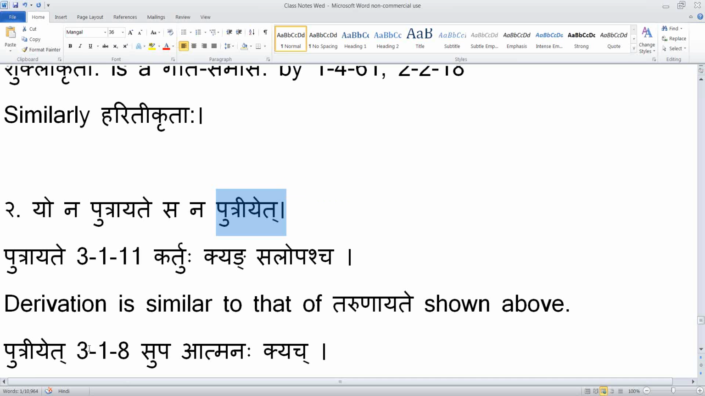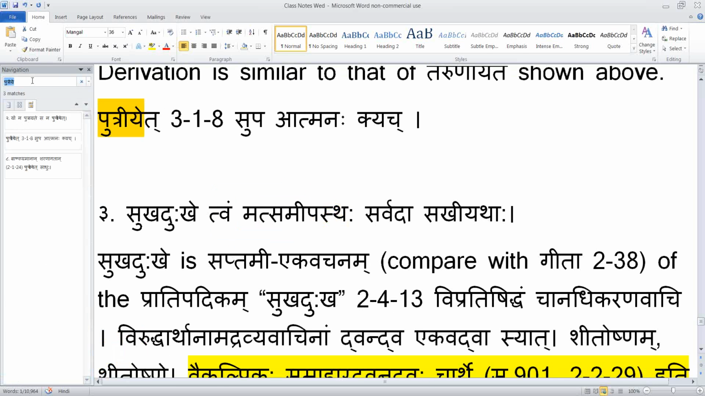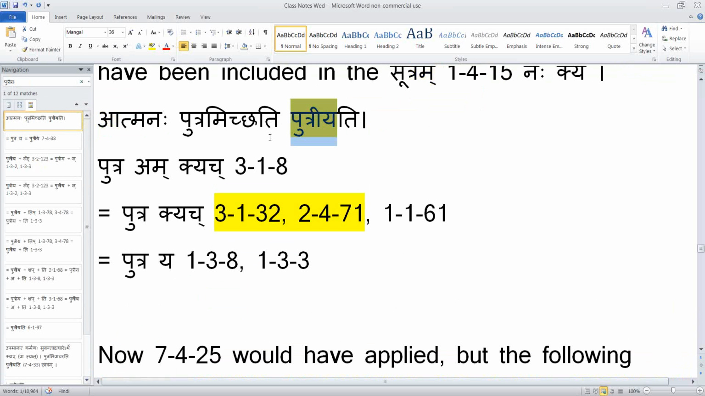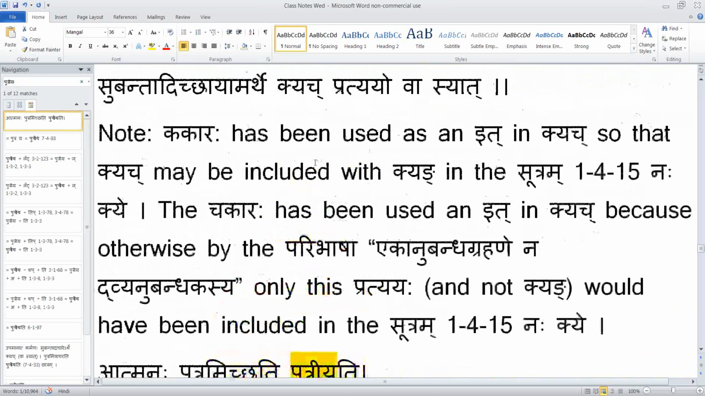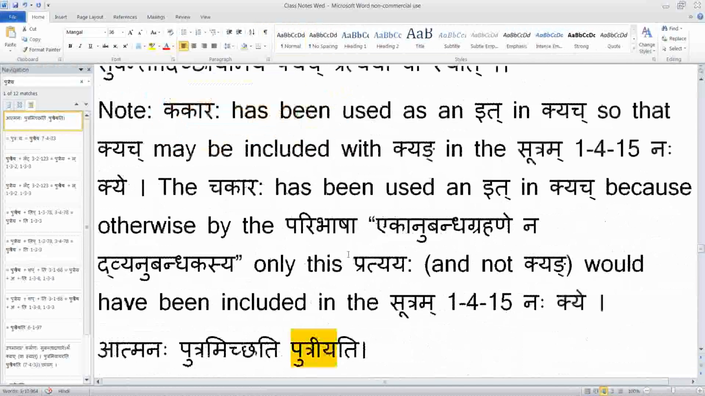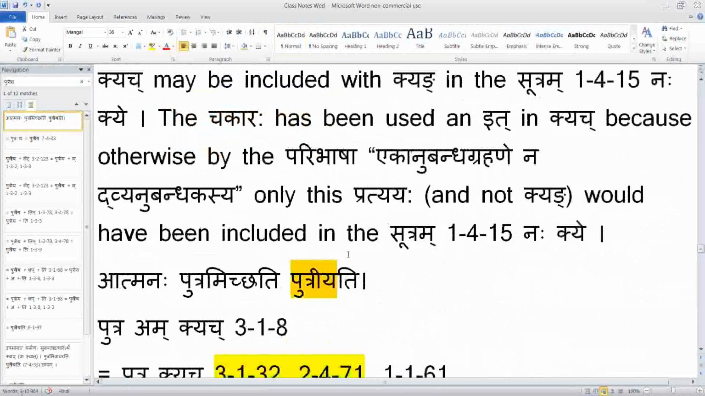So putriyet. We also saw the putriya form before. Let's look at that one briefly. That pratyaya is supatmanaha kyacha. Let's see, putriya. Atmanaha putram ichhati putriyati. So this is the very first sutram, Supatmanaha kyacha ishikarmanaha Eshituhu sambandhinaha, desires or wants something for himself. Subantad ichchaya amarthe kyas pratyayo vasyat. So putriya, when you say putra plus atmanaha putram ichhati, this is the object of desiring, so the pratyaya comes over here.